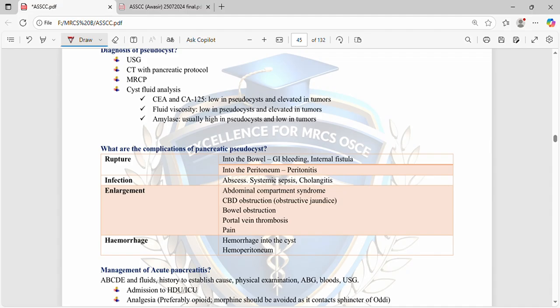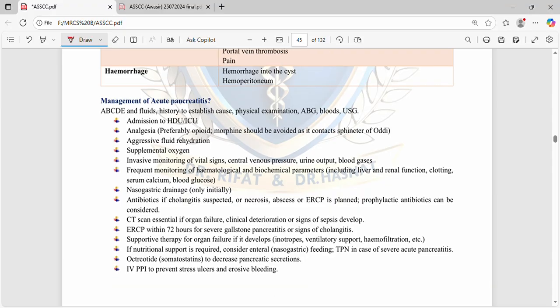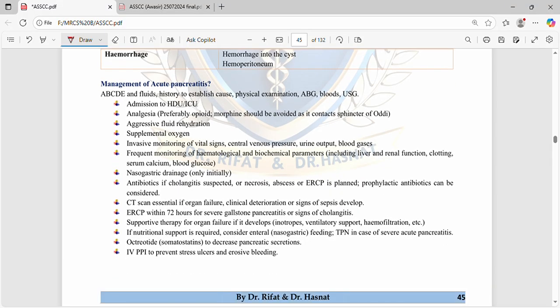For example, cystogastrostomy, make a communication with the stomach, so it will heal. Another thing is that endoscopic aspiration is not advised because it can lead to pancreatic fistula always. And the other thing is that symptomatic cysts can be dealt with surgically, and also if it's greater than 6 centimeters and persists beyond 6 to 12 weeks, you can go for surgical intervention. Management of acute pancreatitis is according to the CRISP protocol, A, B, C, D, E.